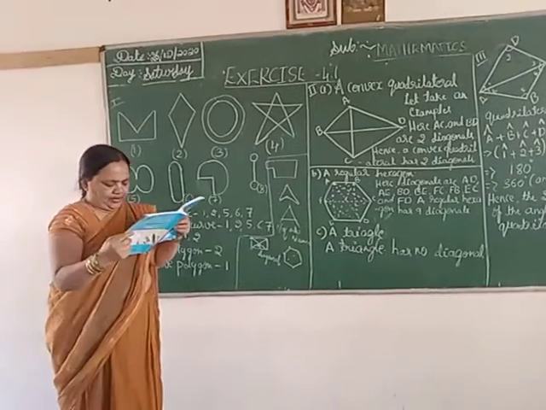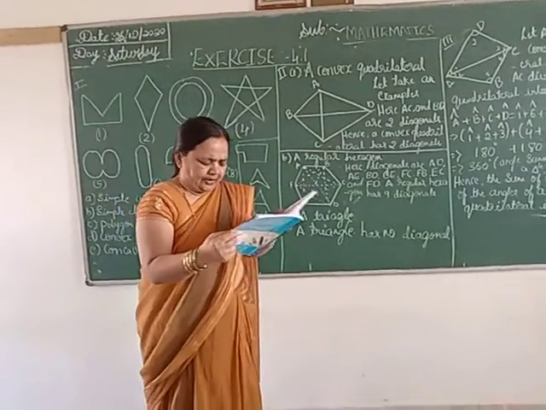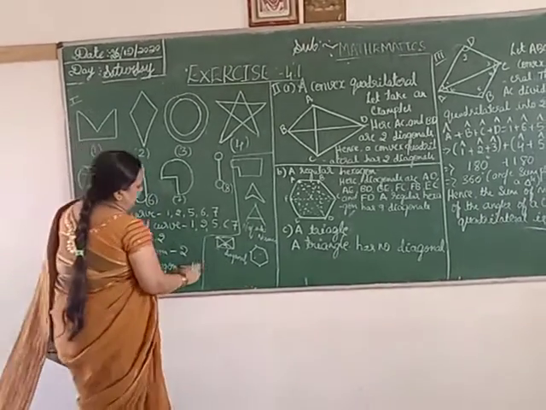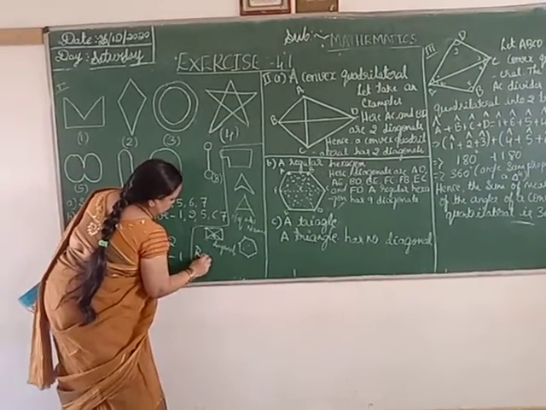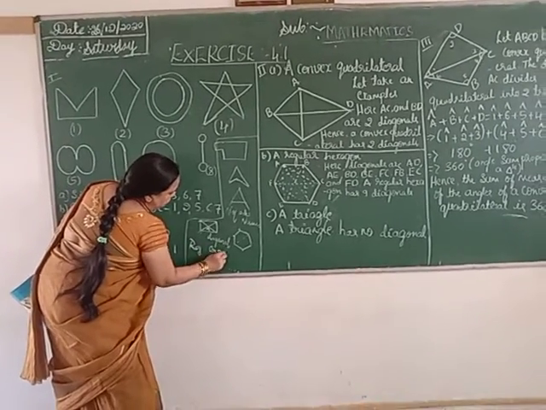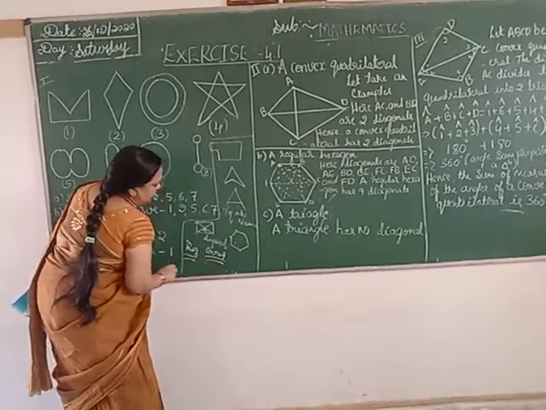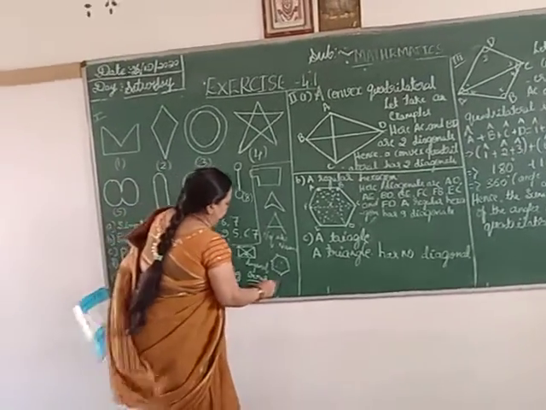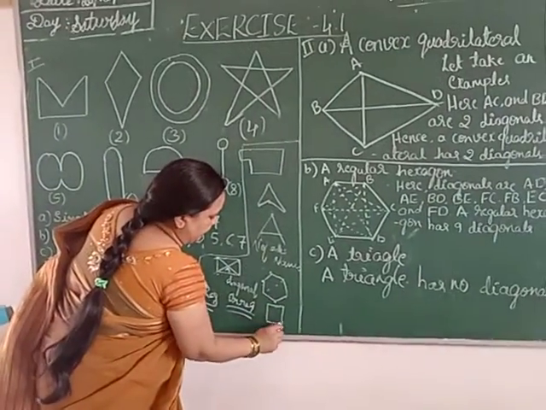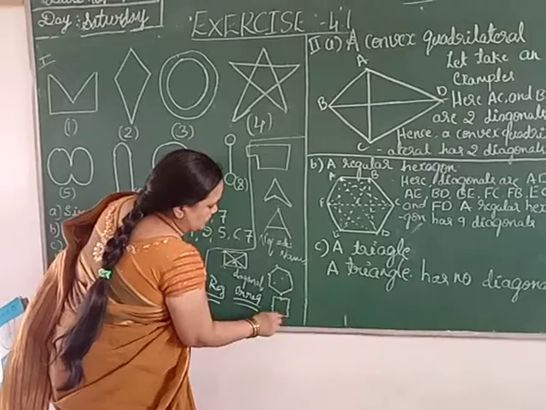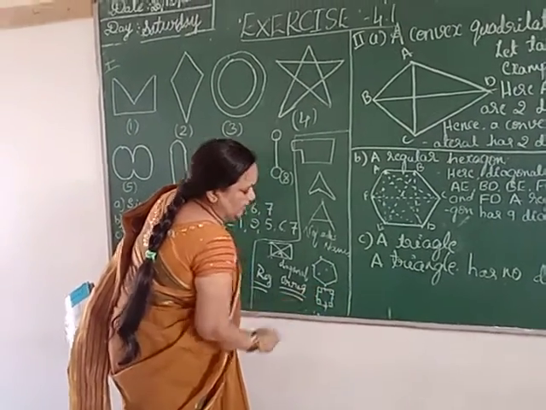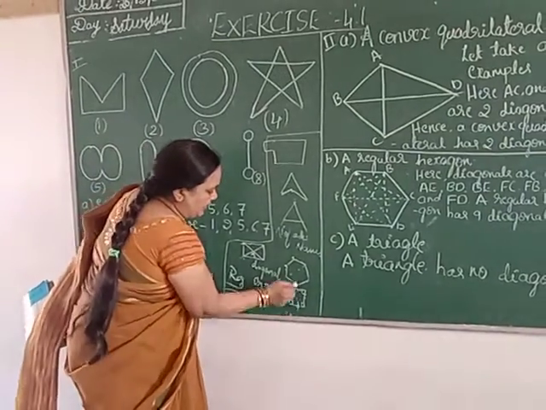And one more introduction is there for you, that is regular and irregular polygons. So what is the difference between regular and irregular? They are just opposite, right? So a regular polygon, for example if I take a square, a quadrilateral, in a square you see 4 sides are equal and 4 angles are equal, all 90 degrees. Correct? So this is a regular polygon.